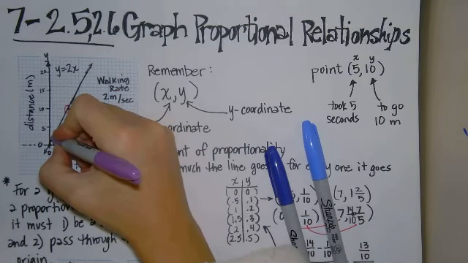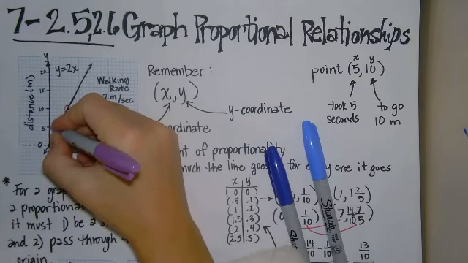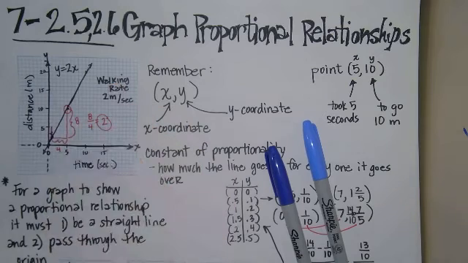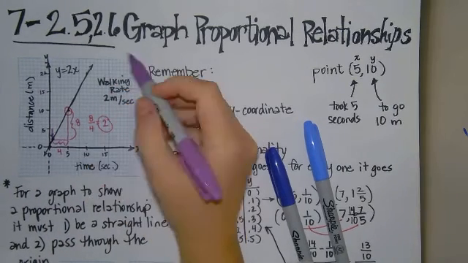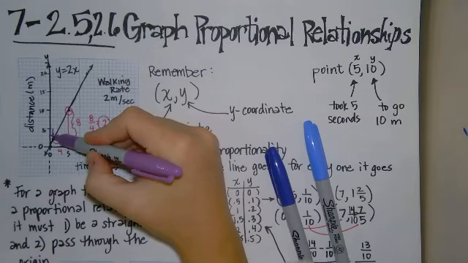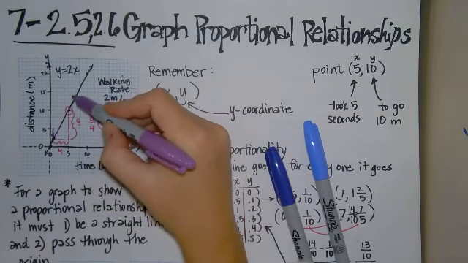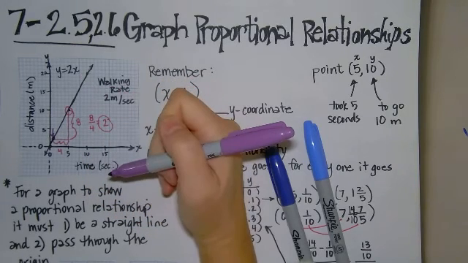And you can see that there's a point right there at 1, 2, because for every 1 second I walk 2 meters. That's my rate. If I was to go ahead and plot all of those, I would end up with the line that you see right here.